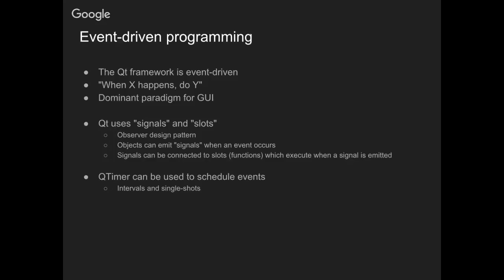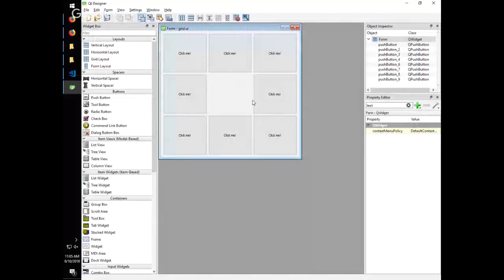So we'll demonstrate that here with our program. Each of these buttons has a name, and we can see their names in the object inspector. We need to know their name if we're going to attach events to them. So for example, if this button is clicked, maybe we want something to happen with it.